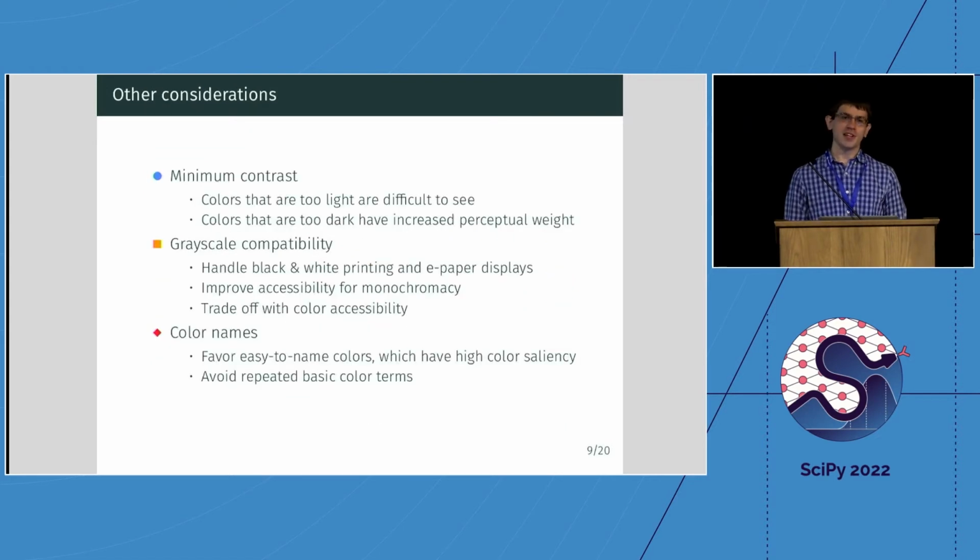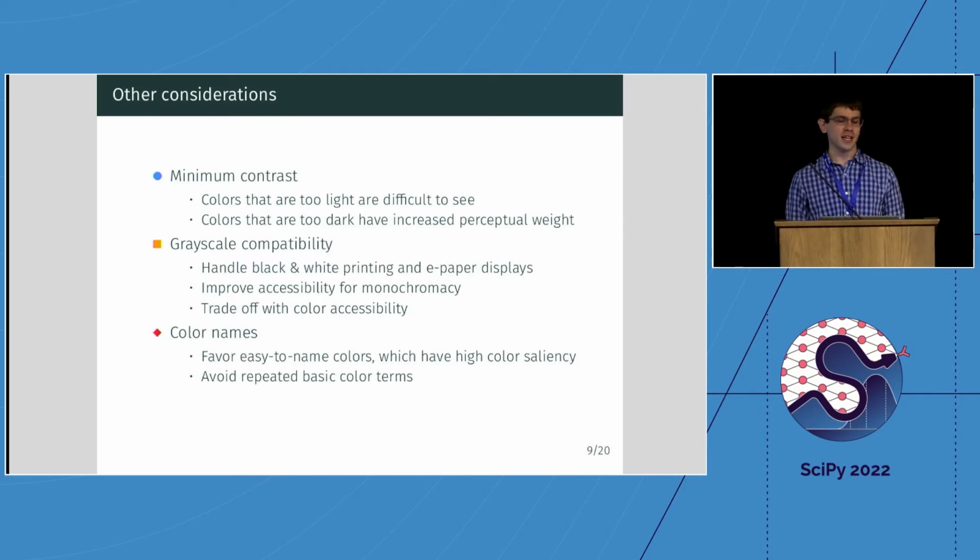Before we go and generate accessible sequences, there are a few other considerations to keep in mind. One is minimum contrast, because colors that are too light are difficult to see. So one thing you could do is make it really dark, but then there's a problem with that too, because dark colors have increased perceptual weight. So when you plot multiple items, you give additional emphasis to some of them. So there's a trade-off there.